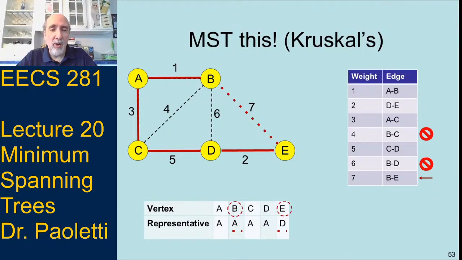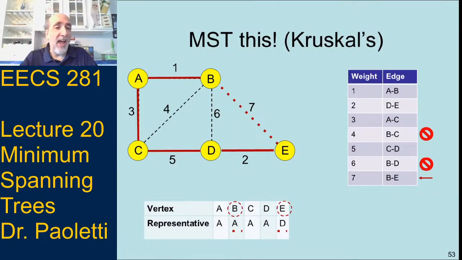So then we ask about B and E. We do a find on B. B says A says A is the ultimate representative. We also ask E, who's your representative? E says D says A. We have to keep going until someone says, I am my own representative. So E says D says A says A, that is the ultimate representative.